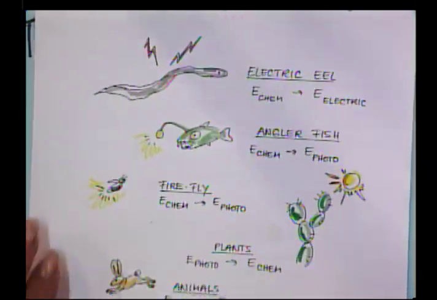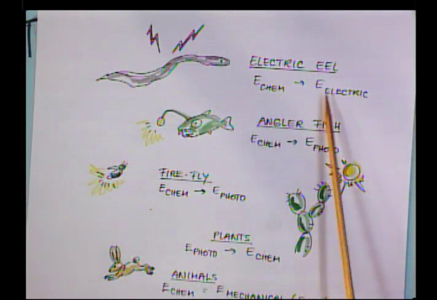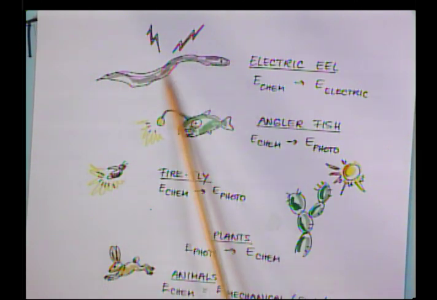Now, just to show you quickly, I'll get back to that later, how chemical energy can be converted into other forms of energy, like the electrical energy of the eel here, or the anglerfish in the dark, in the extreme depths of the oceans, which is completely dark.